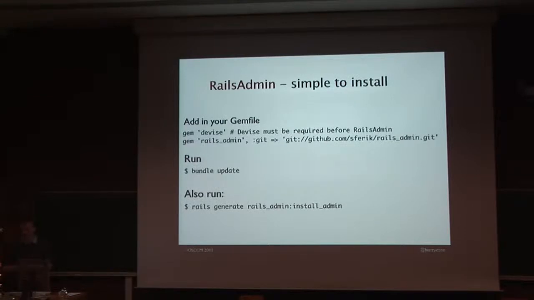So how do you install it? You just write two lines of code in your Gemfile. You run a bundle update, and after that, you just run another line for the generators, and that's it. Your admin is plugged into your Rails app.